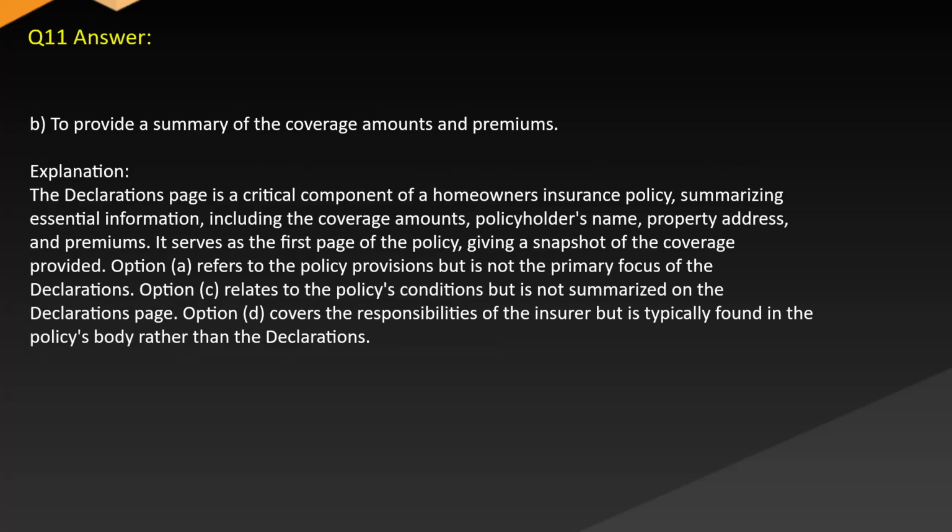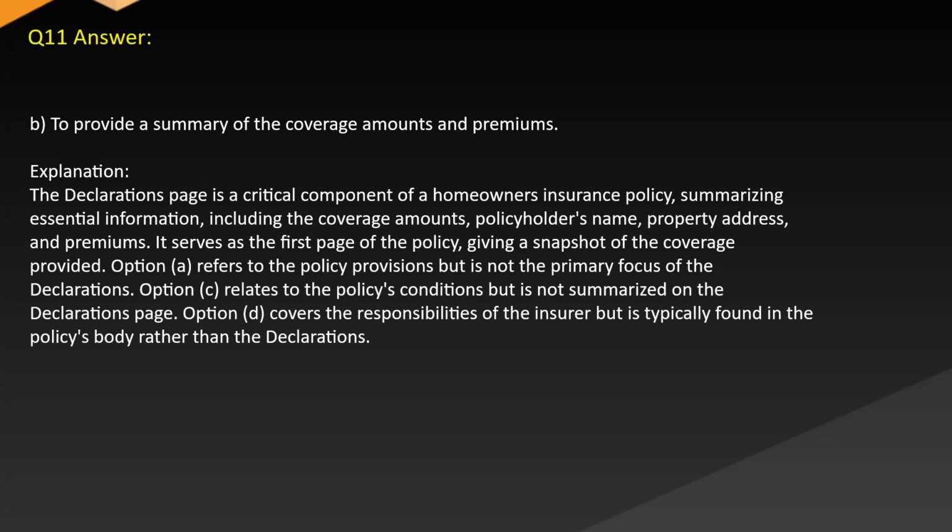Answer: B. To provide a summary of the coverage amounts and premiums. Explanation: the declarations page is a critical component of a homeowner's insurance policy, summarizing essential information including the coverage amounts, policyholder's name, property address, and premiums. It serves as the first page of the policy, giving a snapshot of the coverage provided.